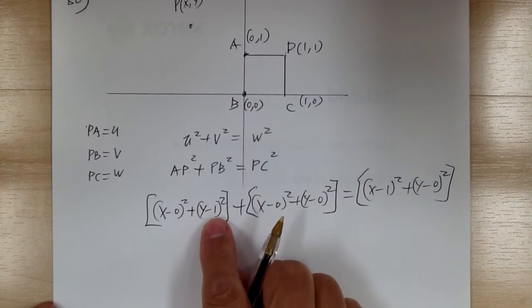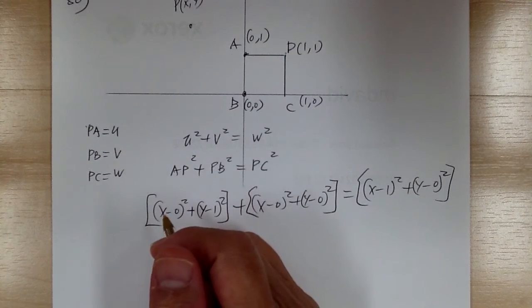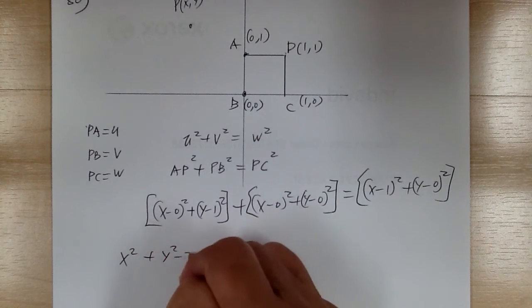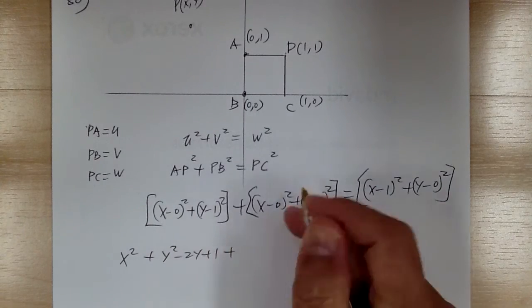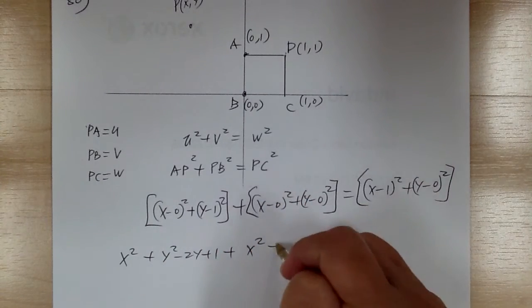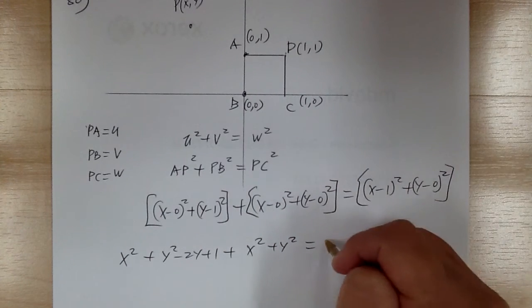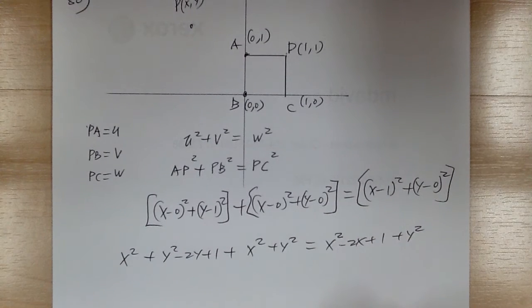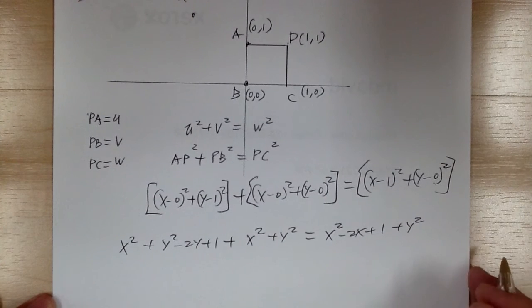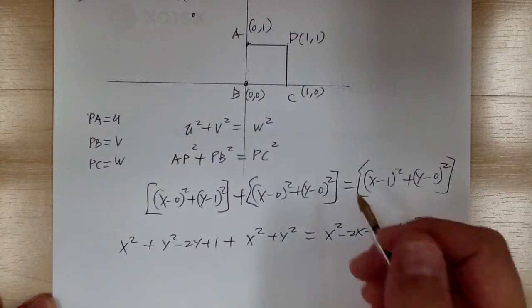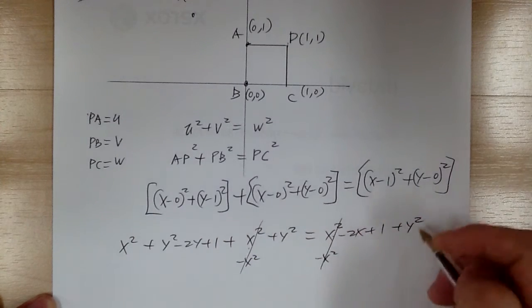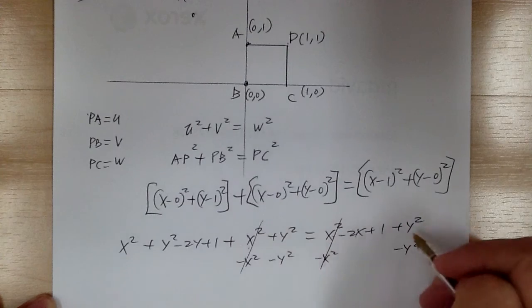Okay, so let's go ahead and simplify all these. From here you're going to get x squared plus y squared minus 2y plus 1, plus x squared plus y squared, equal to x squared minus 2x plus 1 plus y squared. So let's simplify a little bit. First, you've got x squared and x squared, so we can subtract x squared and this will cancel out. And I'm going to subtract the y squared, so this will cancel out.